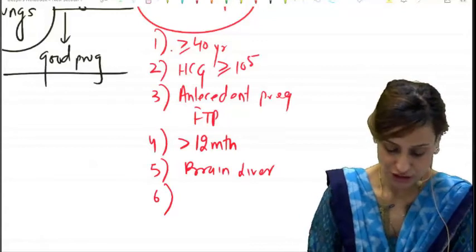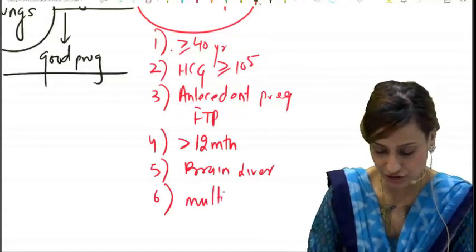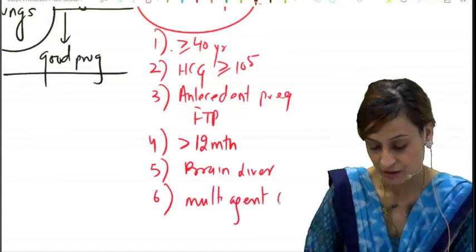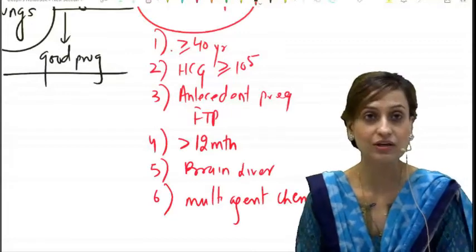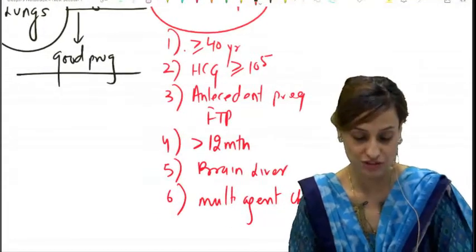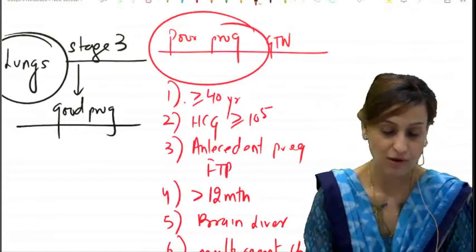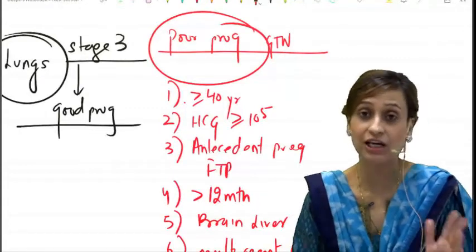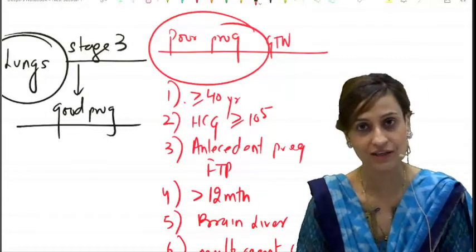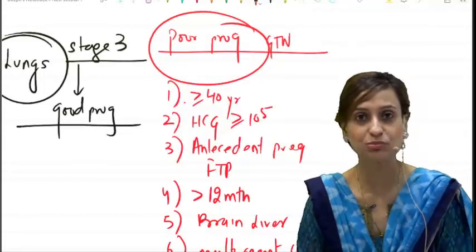So if she has previously received multi-agent chemotherapy and still she has shown a recurrence, it's going to be poor prognosis. So these are all poor prognosis markers for GTN, which again your exams are very fond of asking, right? So these are some typical questions that we would ask.